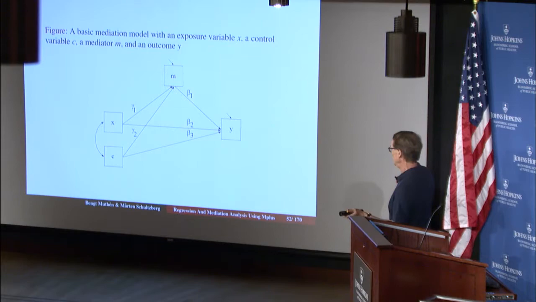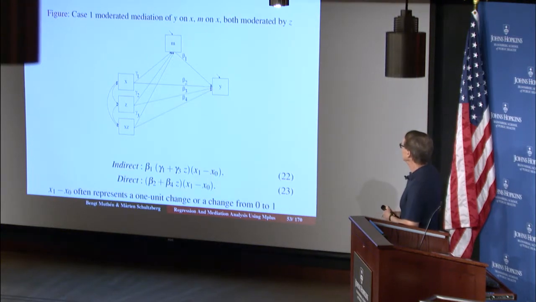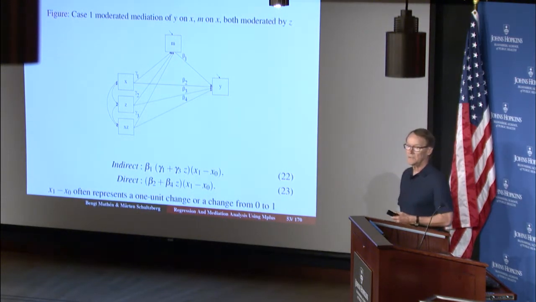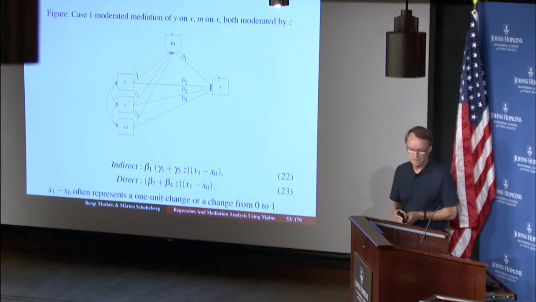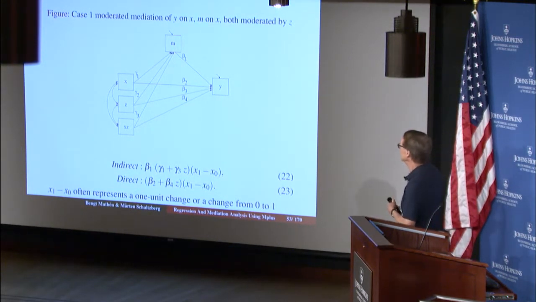In this case, we have no interactions, no moderation, so it's very simple. But we're going to go to a first case of interaction. In the book, we distinguish between three cases. Different authors have different classification systems, like Chris Preacher has one and Andrew Hayes has another. So now we're going to look at case XZ. So we're going to moderate the regression of Y on X and M on X by Z.